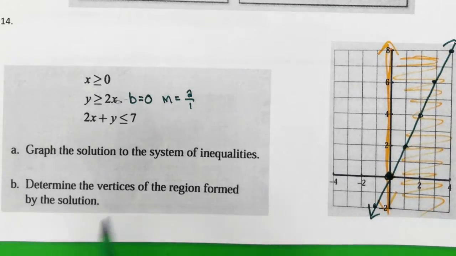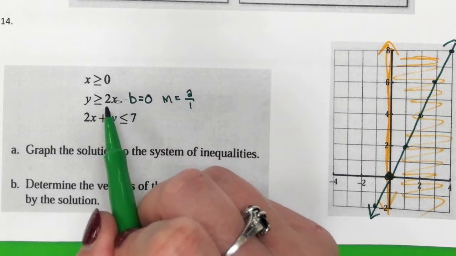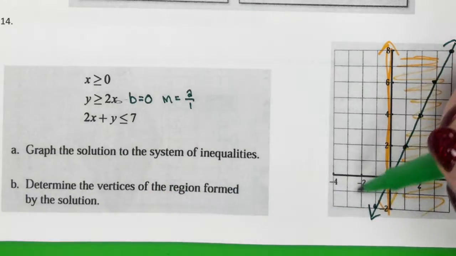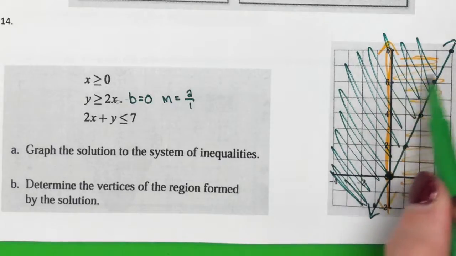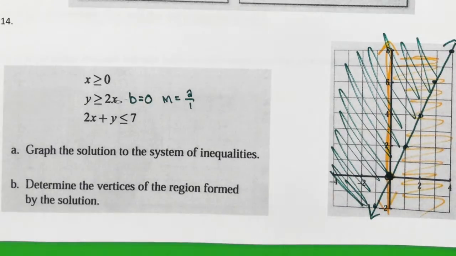Alright, look what it says. That one says y. Y's are not left and right. Y's are up and down. So it says y greater than. Where's that going to shade? Up. There you go. So you can shade everything above that line. You see where the shading's crossing right here? Y'all see that? Okay. Alright, let's do one more.